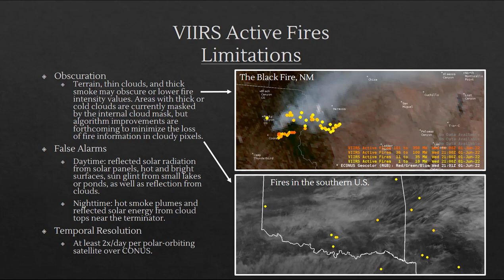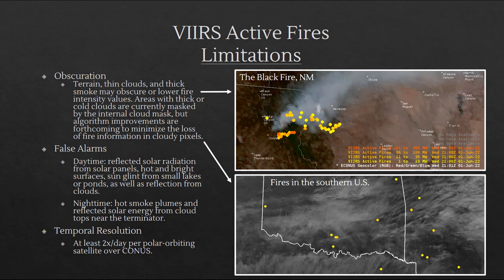Now, with every product's applications, there are also limitations that users should be cognizant of. Obscuration from terrain, thin clouds, and thick smoke may obscure or lower fire intensity values. Note, areas with thick or cold clouds are currently masked by the internal cloud mask, but algorithm improvements are forthcoming to minimize the loss of fire information in cloudy pixels.